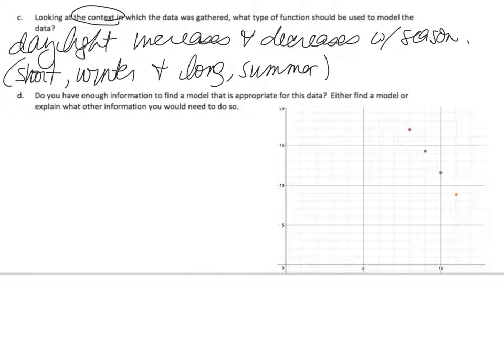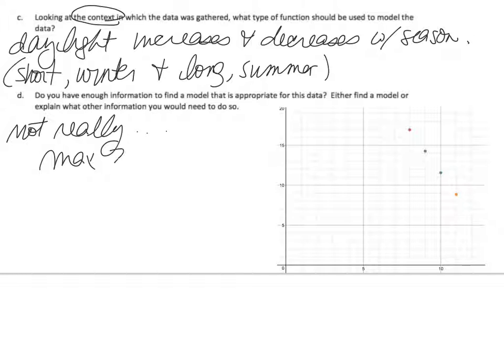Do we have enough information to find a model that is appropriate for this data? Either find a model or explain what other information you would need to do. Not really, because we don't have any trend downward. So we really don't have enough information to find a complete model. We don't know the maxima or the minima of the data yet. I mean, we know that the total maximum we're going to get is 24 hours, but that's not possible, right? And the total minimum can't go past 0, but that doesn't quite work.